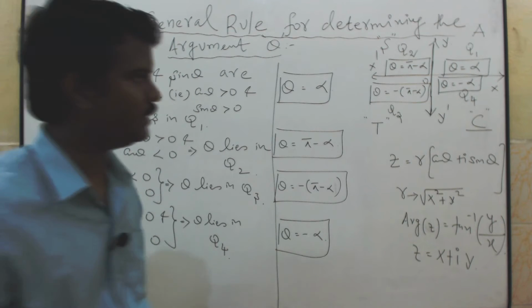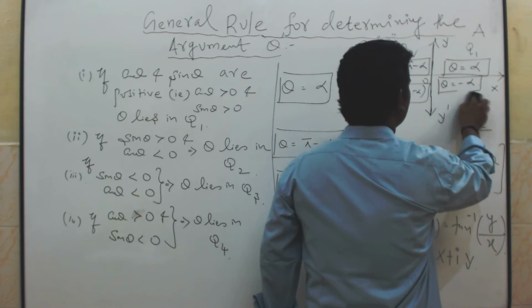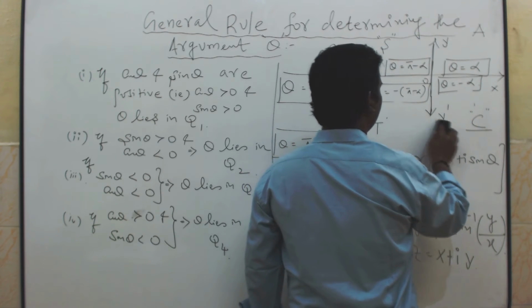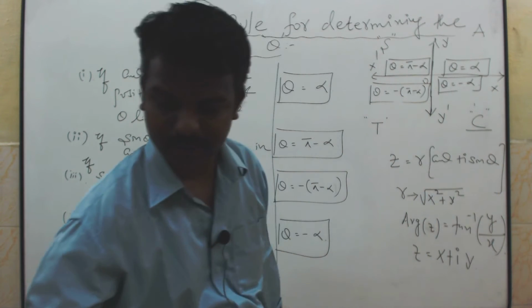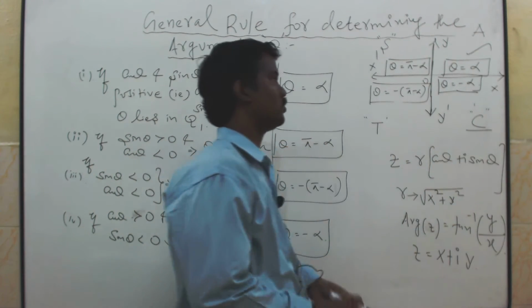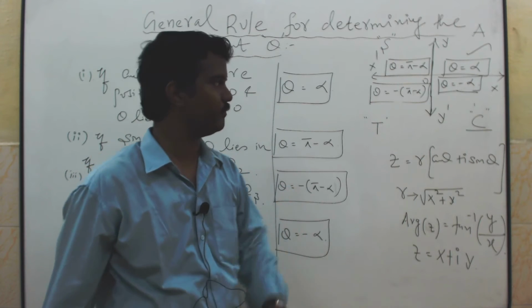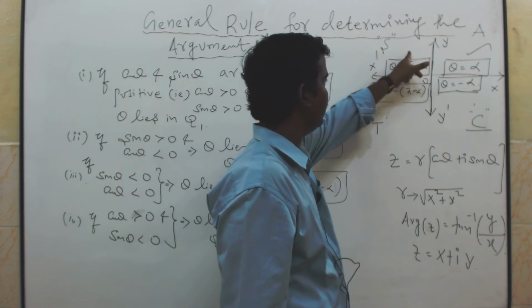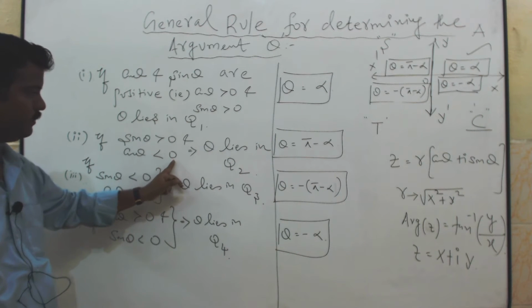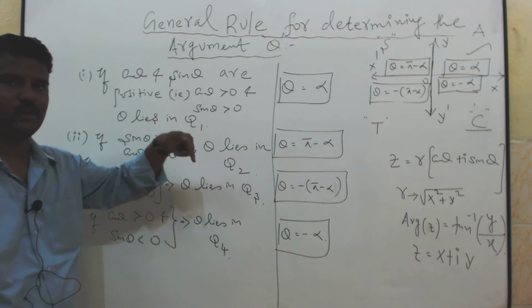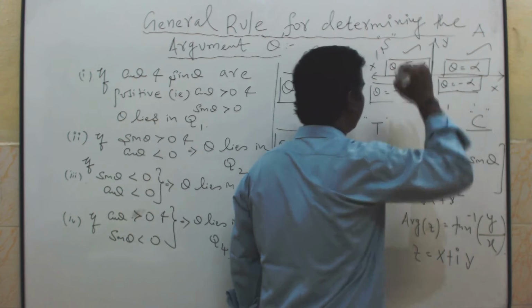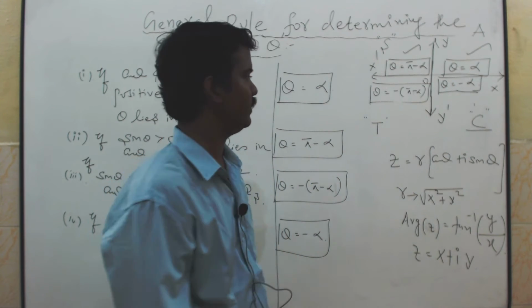Now I will erase all these things. You know which is first quadrant, second quadrant, third quadrant and fourth quadrant, right? All these things you know. You have to remember only this. First quadrant la irundha you are supposed to take the angle like this. Theta is equal to alpha, right? Second quadrant, what is the condition? If sin theta is positive and cos theta is negative, then theta lies in second quadrant. The format என்னப்பா? Theta is equal to pi minus alpha.